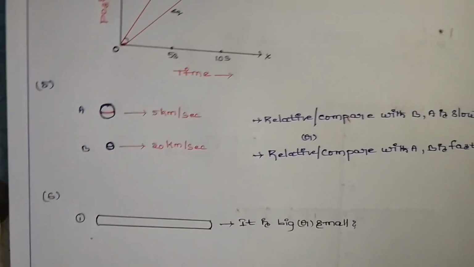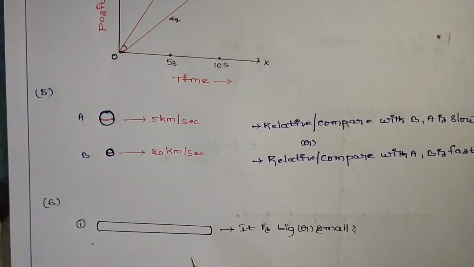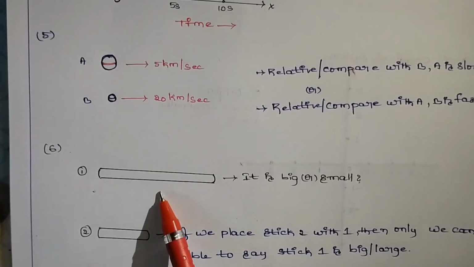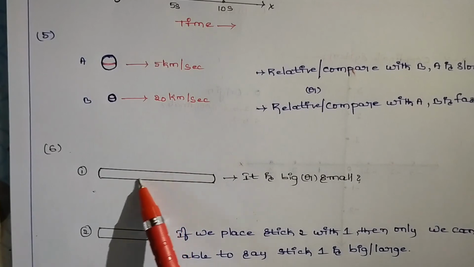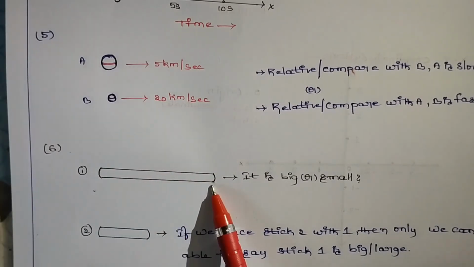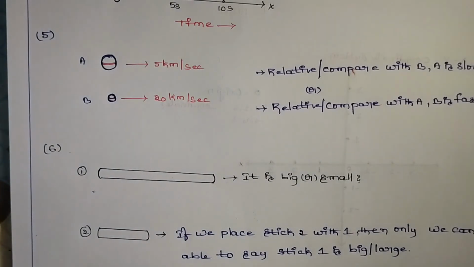And if we take this stick, is it big or small? We cannot say if it is alone. Only by keeping another stick with this can we say whether it is big or small. If we place this stick along with this, we can say that this stick is big. This means length is also relative. Motion, rest, length, these are all relative terms.